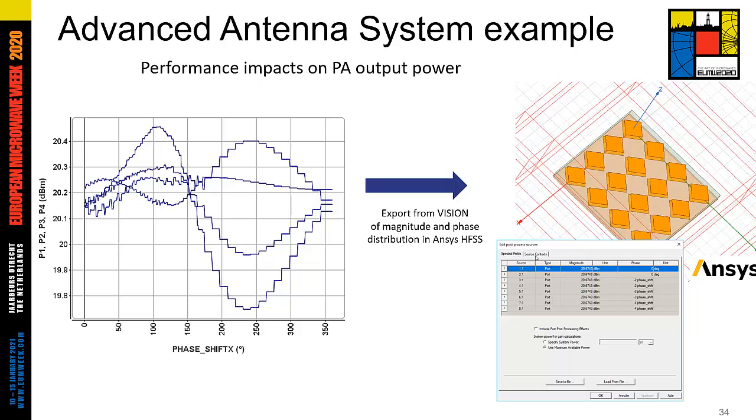Here are the results of a simulation in which we swept the value of phase shift. In this graph, we show the variation of output power of 4 PAs according to the horizontal phase shift. We can clearly see the impact of the load pull effect on the PAs. Vision integrates an export feature that automatically sets in an HFSS project the magnitude and phase of antenna sources. In that way, you can display the radiation pattern and use all the post-processing capabilities of ANSYS HFSS.